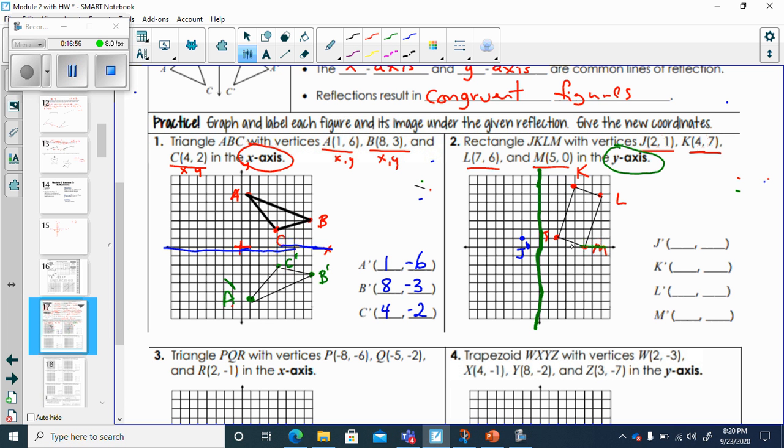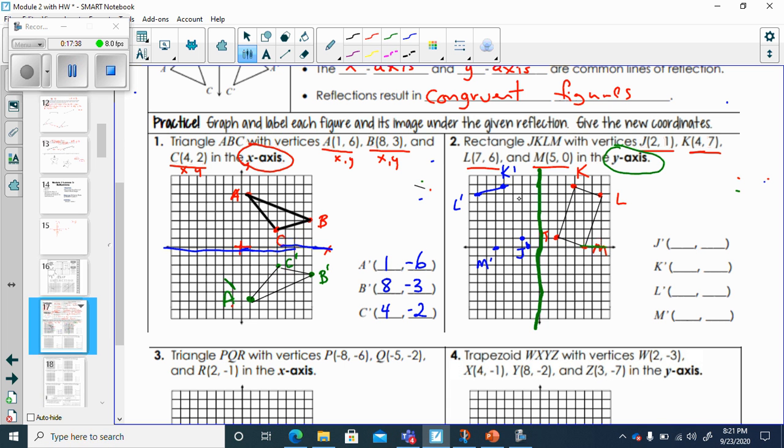From M, we are 1, 2, 3, 4, 5 places. So we need to be 1, 2, 3, 4, 5 places on this other side. There's your M prime. Let's look at K. I am 1, 2, 3, 4 places on this side. There's your K prime. And then L, let's see, I am 1, 2, 3, 4, 5, 6, 7 places. So I need to be 7 places on the other side. There's L prime. Now you can find your coordinates simply by reading them off.